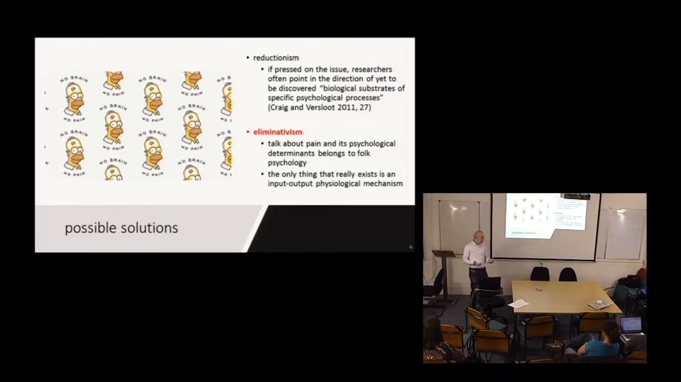And the eliminativists are not particularly happy with this kind of false psychological explanation, and they would argue that the only thing that really exists and the only thing that should really be part of a proper explanation is just an input-output physiological mechanism. And whatever is in between the input and the output is purely biological. So talk about this kind of false psychological explanation, these are not explanations proper, they're more like rationalizations.